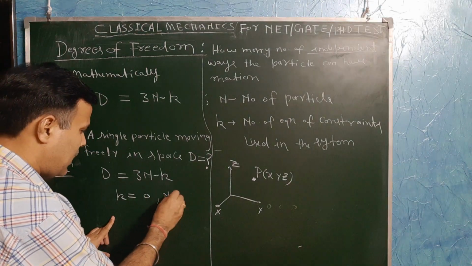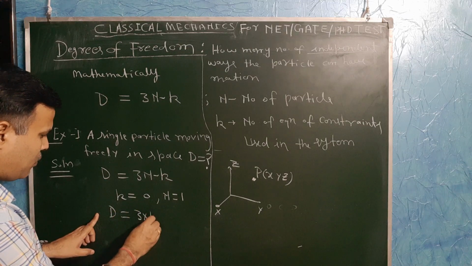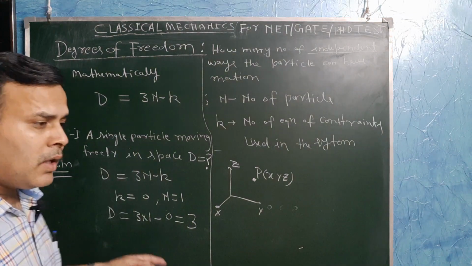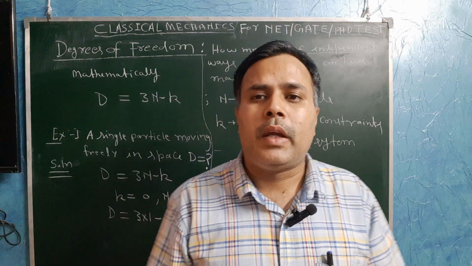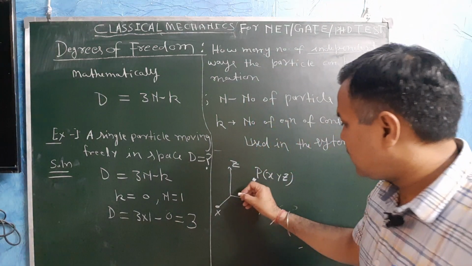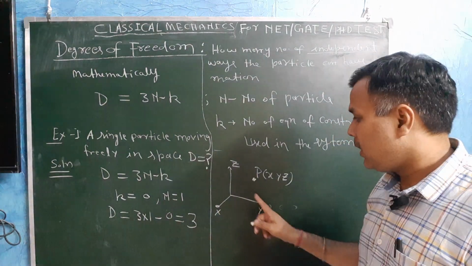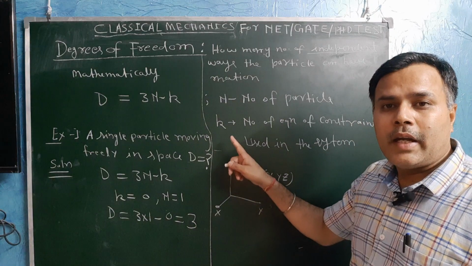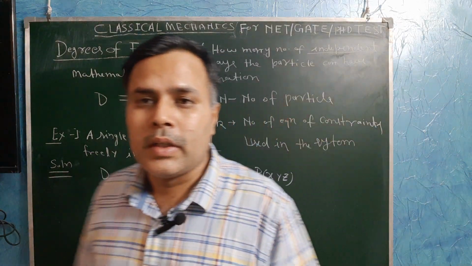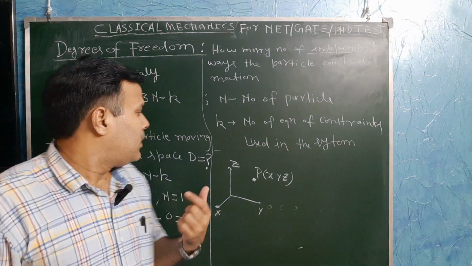And n is simply 1. So degree of freedom is 3 into 1 minus 0, which is 3. It means there are 3 independent ways the particle can have motion. The particle can move along the x-axis independently, along the y-axis independently, and along the z-axis independently. So this is the way to find the degree of freedom of a single particle moving in space.